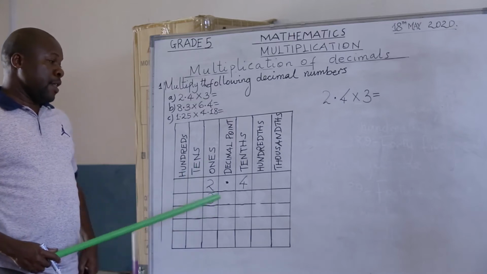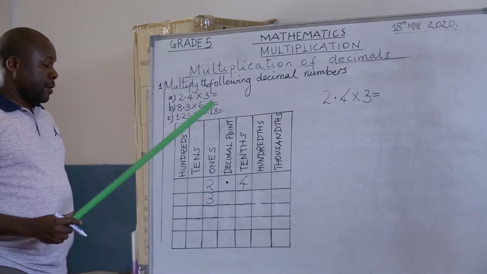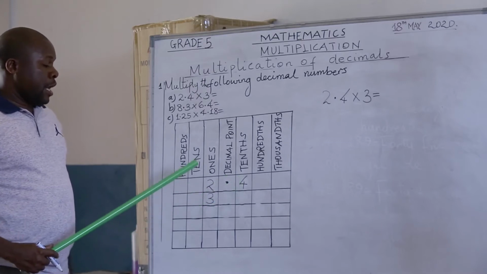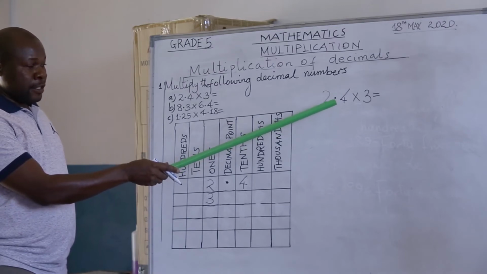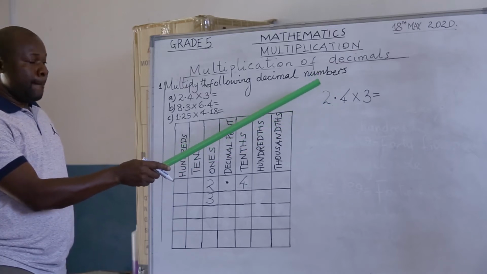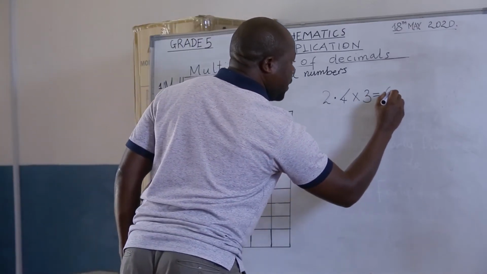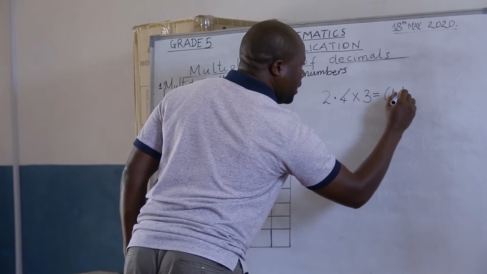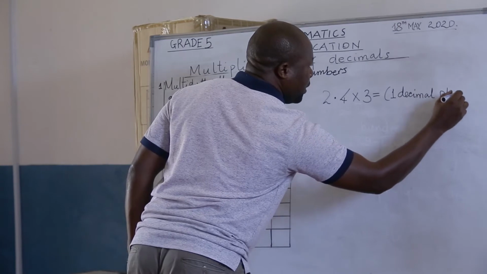Now, let us count together the numbers in the decimal side. One. Number 4 is the only number on the decimal side in our place value chart. So, during our multiplication, our answer is going to have 1 decimal place. Let us preserve that here and say that during our multiplication, my answer will have 1 decimal place.